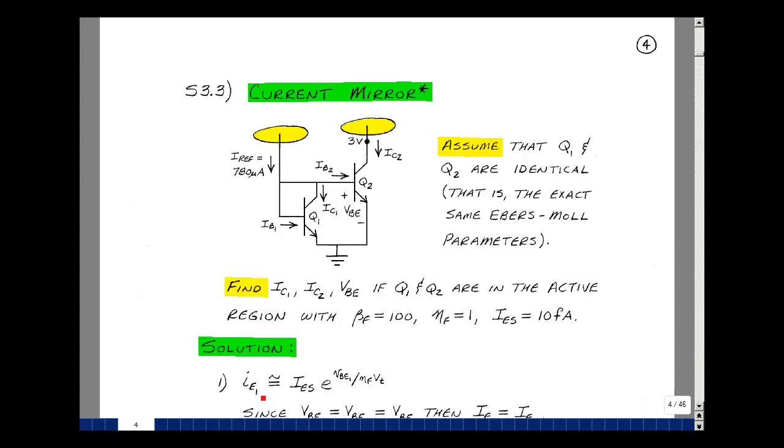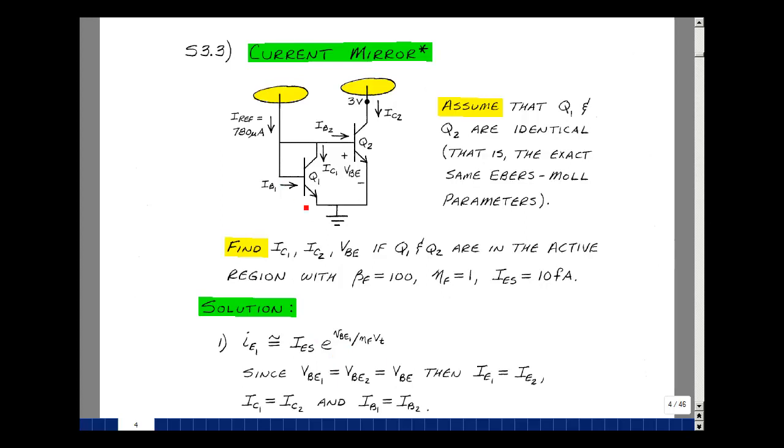Now because it's in the active region, we could approximate it as this part of the Ebers-Moll equation, where I've got I sub ES times e to the VBE of transistor 1 over eta F V sub T. Now since the base emitter of transistor 1 is the same as transistor 2, we're always going to call it VBE, then this says that the emitter current for transistor 1 and 2 are the same value.